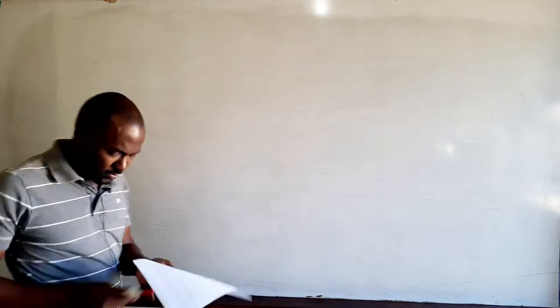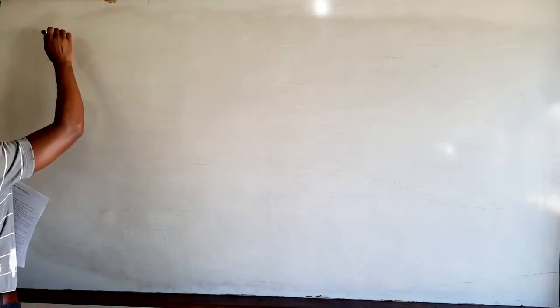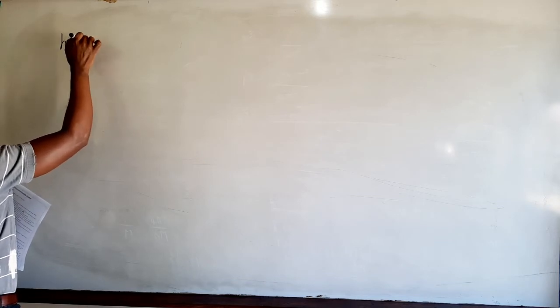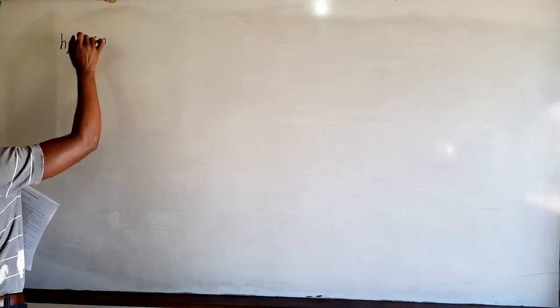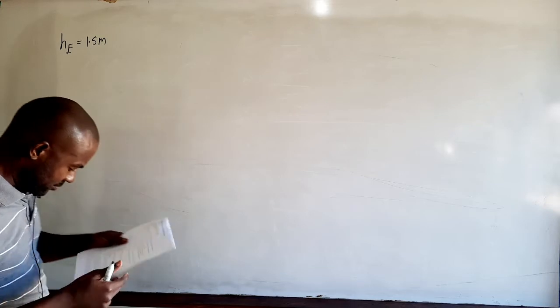Once again, we'll begin by writing down the information that we're given. We're told that this man could jump a certain vertical height on the Earth, and we're going to call that height HE. So the height that he can jump on the Earth, HE, equals 1.5 meters. That is what we're given.